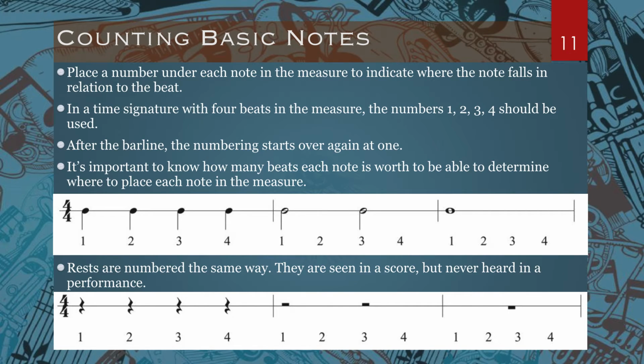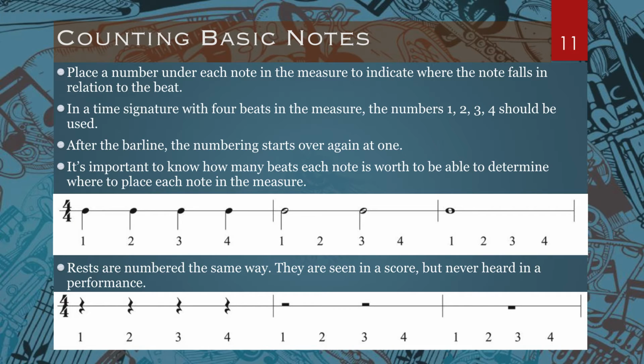So when counting basic notes, you'll place a number under each note in the measure to indicate where the note falls in relation to the beat. In a 4/4 time signature, we have 4 beats, so the numbers 1, 2, 3, and 4 should be used. After the bar line, the numbering starts over again at 1. So the bar line always resets our counting.